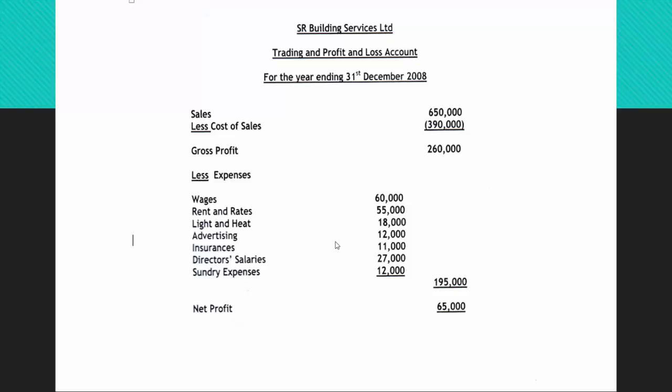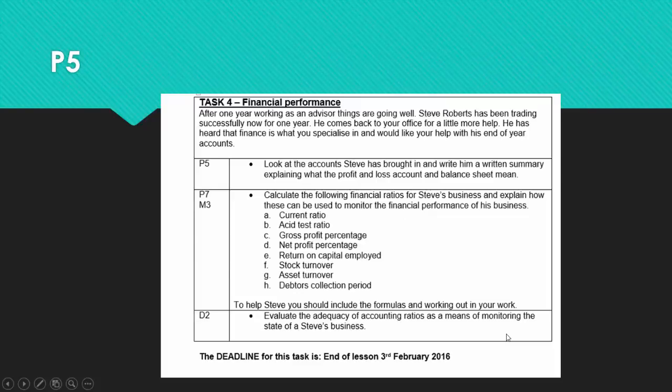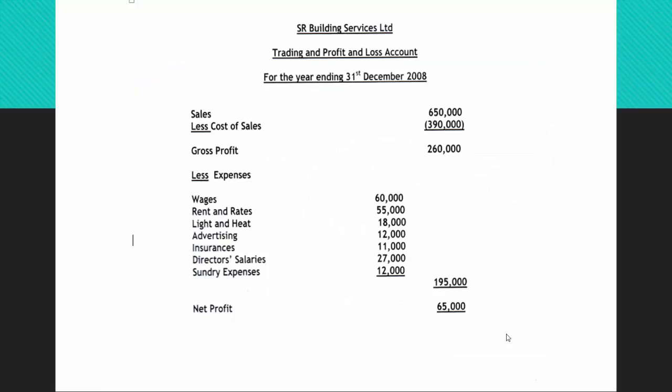So if we look at our builders, Steve's builders, he had income, revenue, sales of 650,000. It cost him 390,000 to make that 650,000, which meant that he made a gross profit of £260,000. He then has all these expenses here, which were £195,000 in total, which left him with a net profit of £65,000. Okay, or 10%. So his net profit was actually 10% of his overall sales.